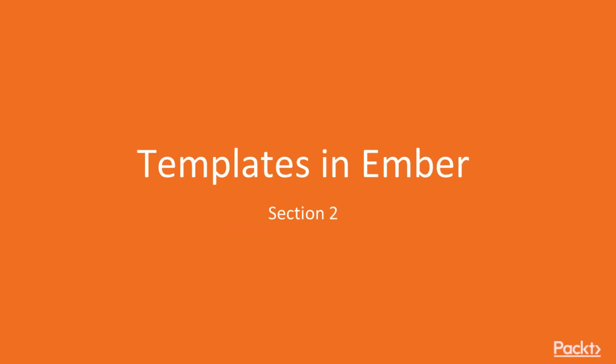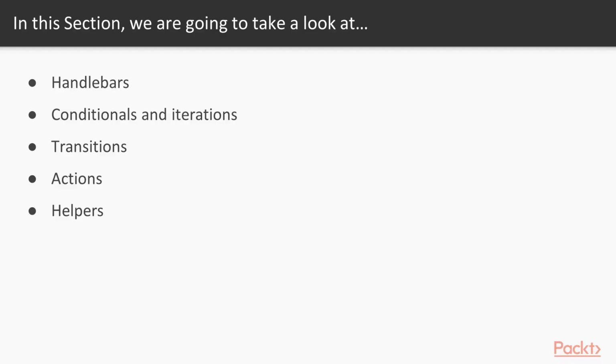In this section, we will have a look at templates in Ember. We will start by visiting the Handlebars templating library, which is used to create templates in Ember. Then we will have a look at conditionals and iterations, in which we will see how we can control the output using conditionals.